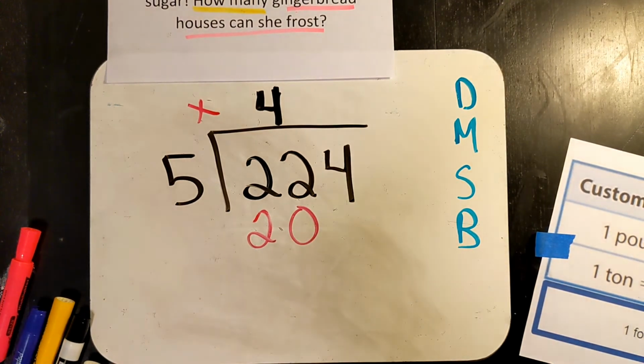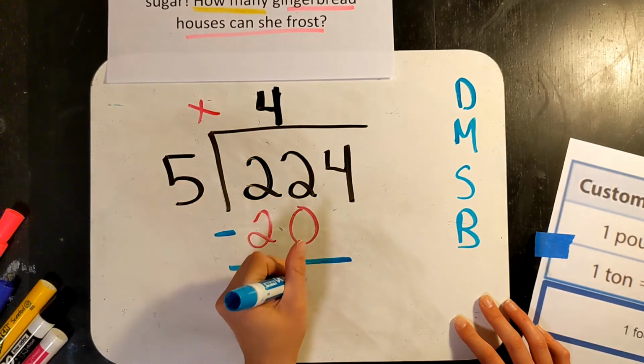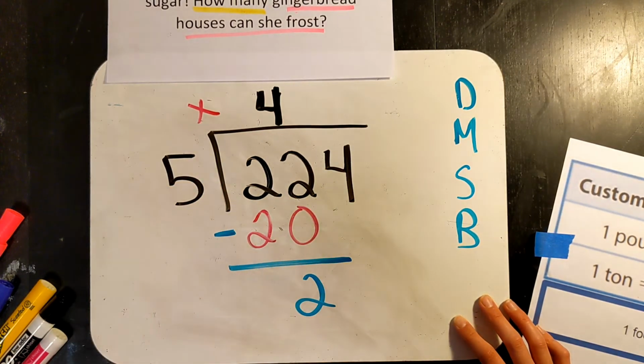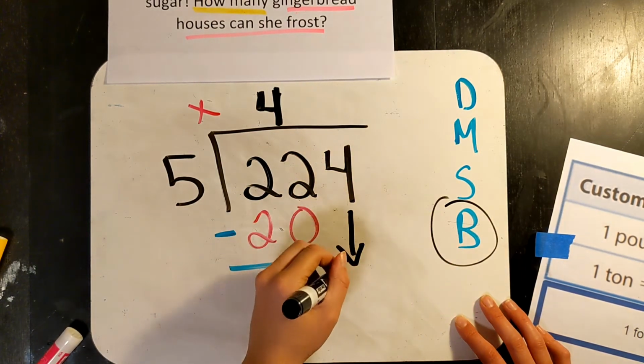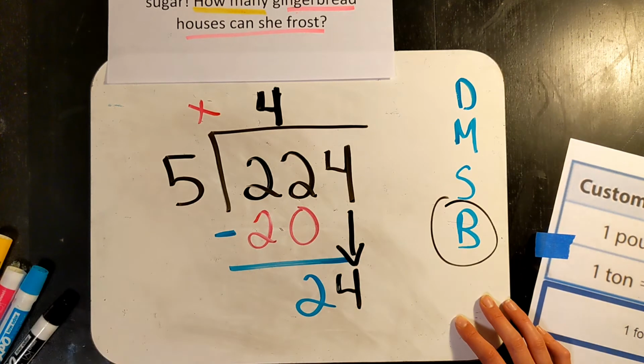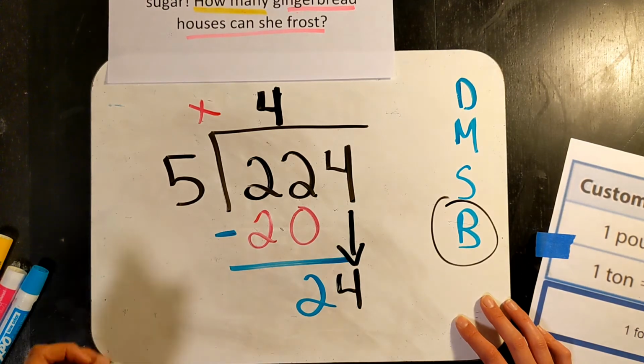What is our next step? Next step is to do 22 minus 20, which gives us 2. What is our next step? Next step is to bring down the 4. All right, what are we going to do next? We are going to do 24 divided by 5.